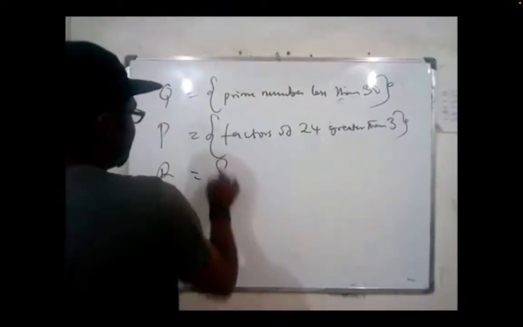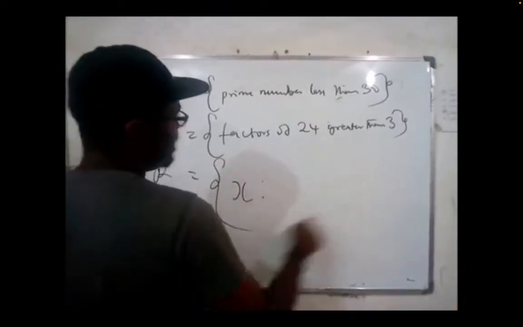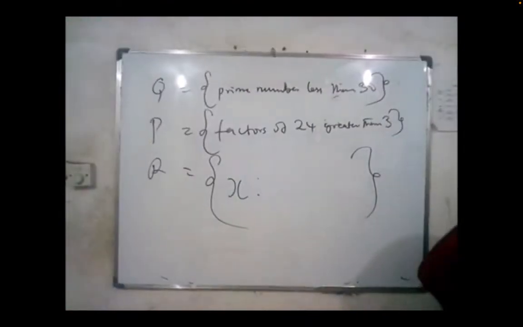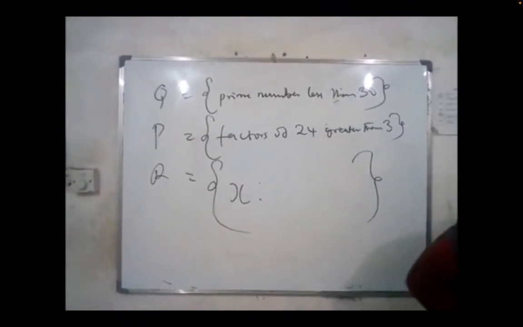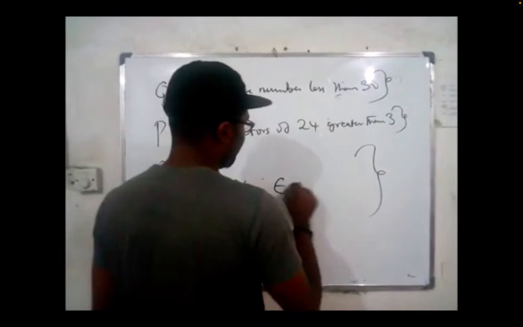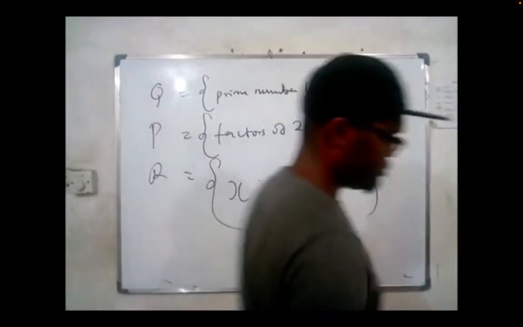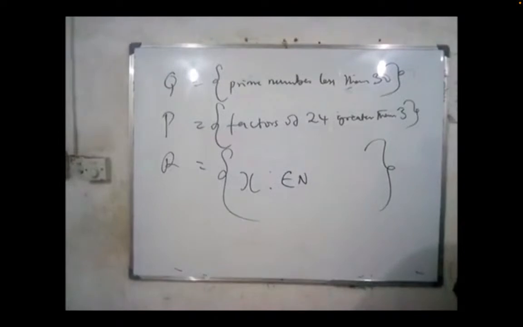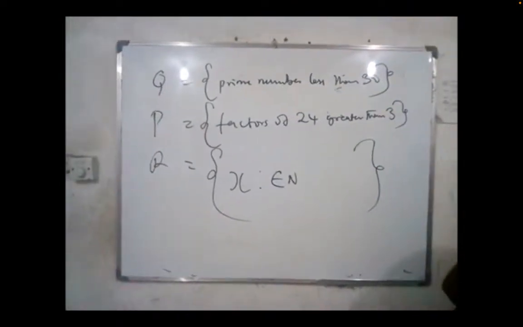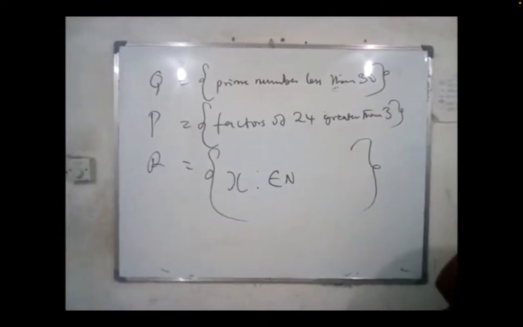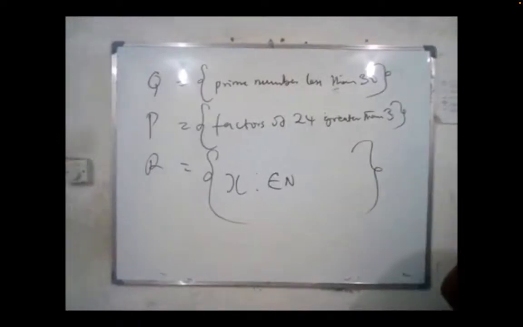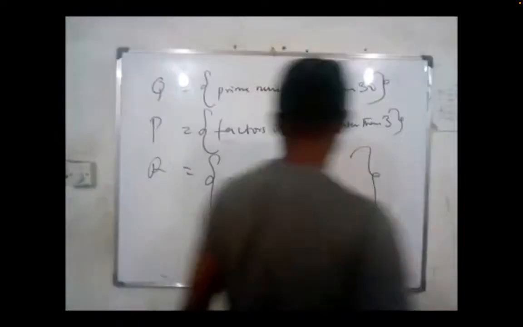R is an element of S so that X is a member of N, and is between 4 and 20.